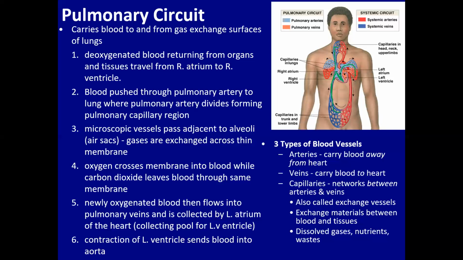So number 4, oxygen crosses the membrane into the blood while carbon dioxide leaves the blood through the same membrane. We then have the newly oxygenated blood that is going to flow into the pulmonary veins. And that blood comes through the pulmonary veins, and it's going to enter the left atrium and then enter the left ventricle, and then we go through this all over again.